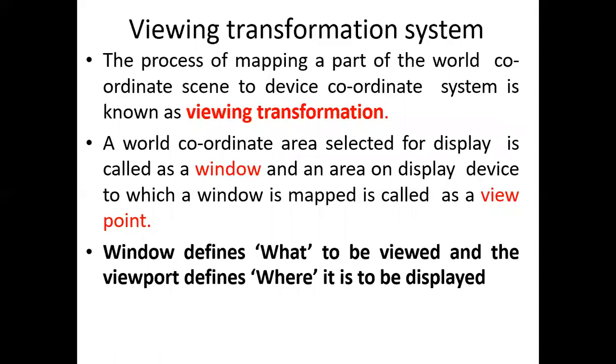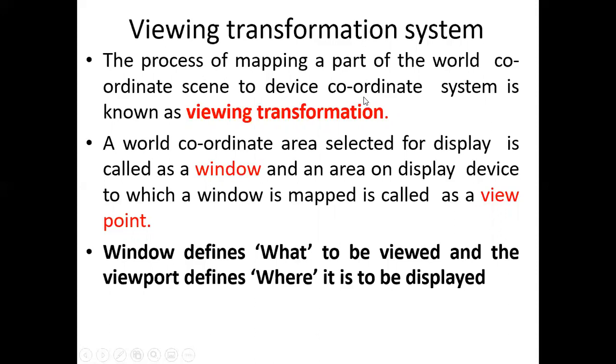So the next topic is viewing transformation. What do we mean by viewing transformation? The process of mapping a part of the world coordinate scene to the device coordinate system is known as viewing transformation. That means I will be selecting a part of the picture from the world coordinates. World coordinates is nothing but the real picture. That particular part of the picture from reality, I will select and display on my device coordinate system.